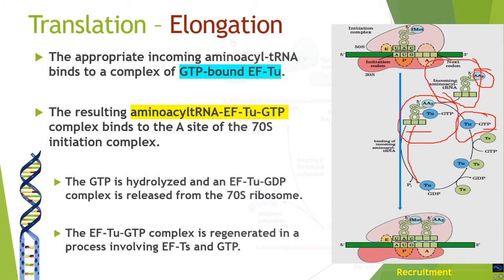After binding, the GTP associated with the elongation factor Tu will be hydrolyzed to GDP. The energy released will help in the proper interaction between the anticodon and codon, so that the appropriate amino acid will be incorporated as against the codon which is present in the A site. The elongation factor Tu will then be regenerated, so that it will do the function again and again. This is the recruitment step of the elongation.